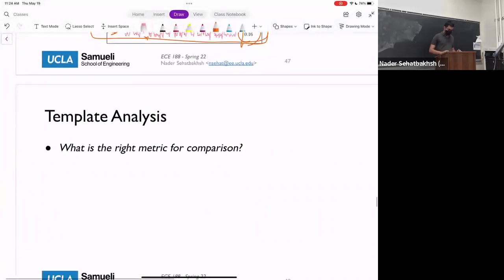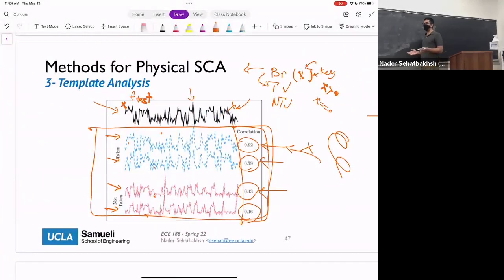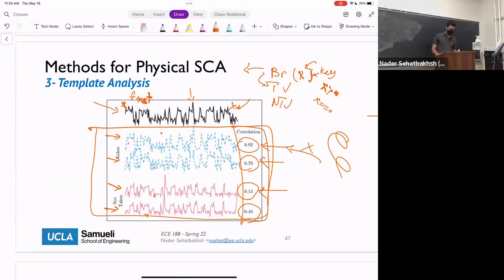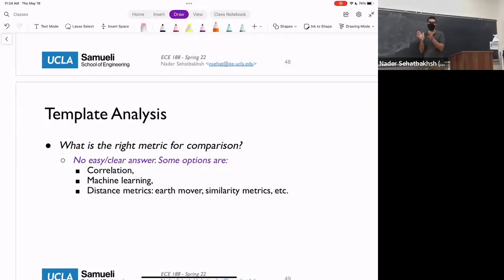So that's the story of template analysis, but there are a bunch of questions that we need to answer, right? For example, what is the right metric for comparing these signals from each other? The answer to that is unfortunately, there's no one right answer. It really depends on what sort of application you're using. Correlation, for example, is one of the main and most widely used types of metrics.